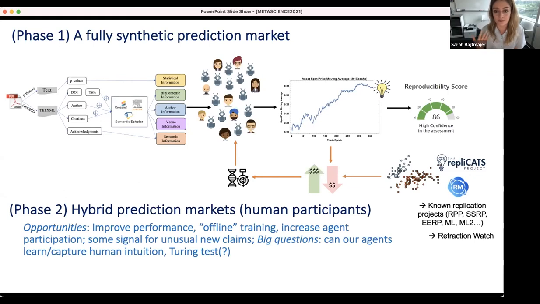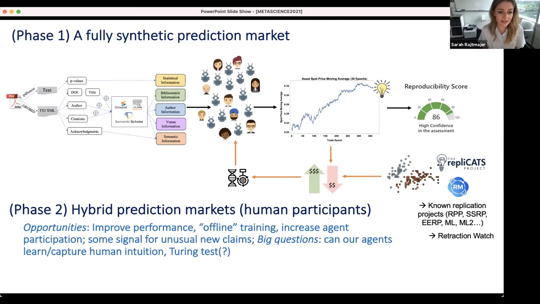First, we want to see whether including humans in the loop improves the performance of our markets. Also, we want to be able to train our markets with human participants occasionally, but be able to deploy them offline. One of the requirements for the TA3 teams from DARPA is that we are able to assess a claim within 30 minutes.